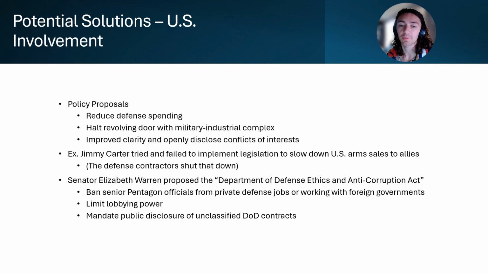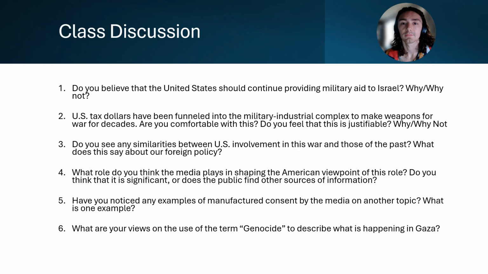Senator Elizabeth Warren proposed the Department of Defense Ethics and Anti-Corruption Act, I believe, in 2019, and then she reproposed it in 2023. She wants to ban senior Pentagon officials from private defense jobs for the first 4 years after their tenure's up. She wants to limit lobbying power and mandate public disclosure of Department of Defense contracts with companies like Lockheed Martin and Raytheon. So here are some questions that I thought would be interesting to hear your perspectives on.